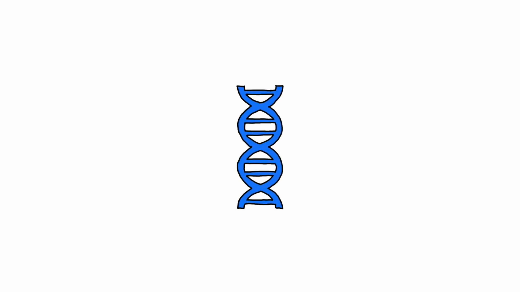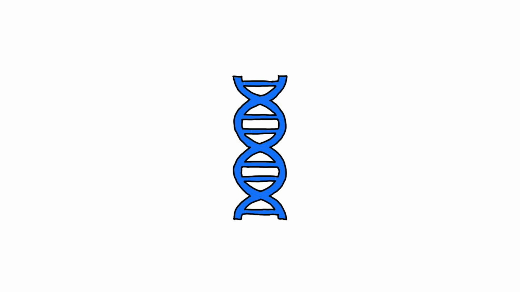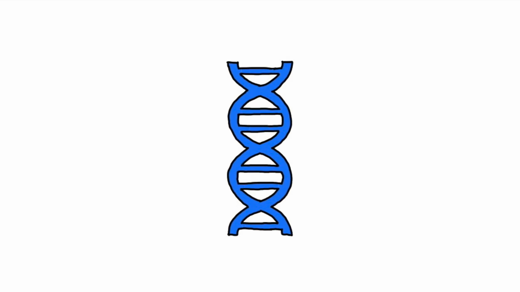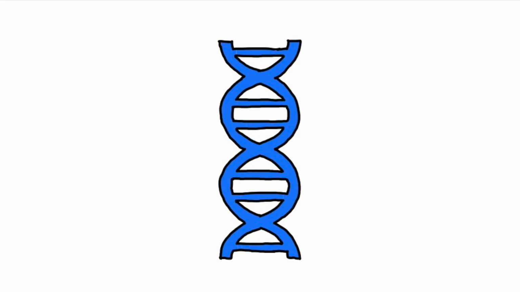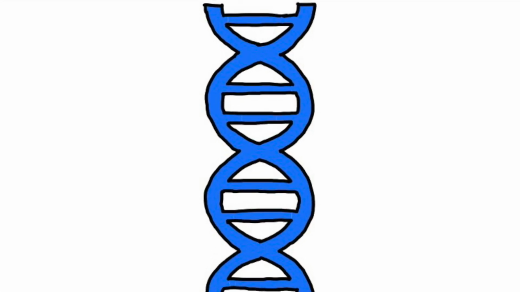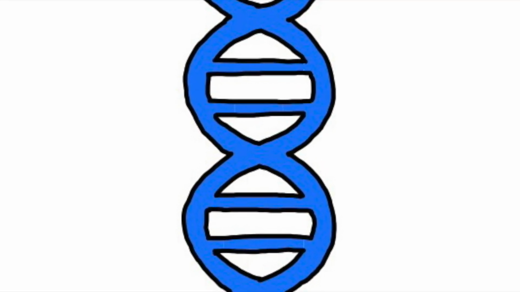DNA is one of the most important topics in biology. It codes for our traits and our genes, and it tells our cells what to do. And when it's time for our cells to divide, DNA is responsible for replicating itself and putting our genetic material where it needs to be. So let's take a closer look at DNA and what happens during this process.